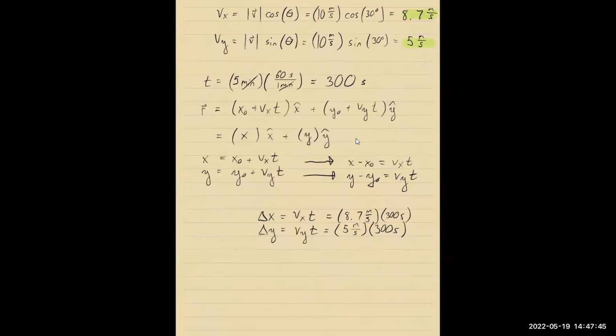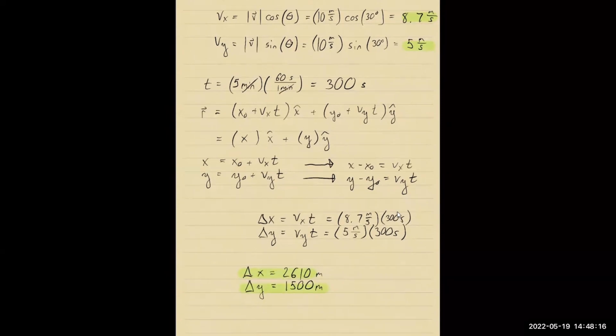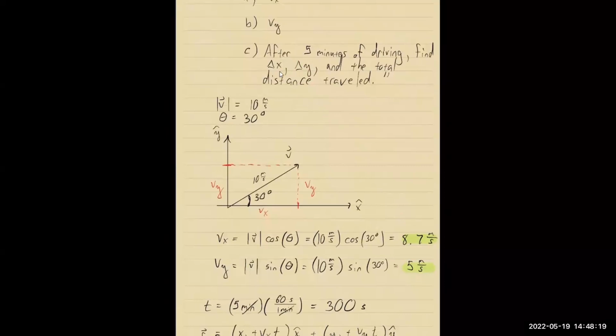So if you were actually to punch in 8.7 times 300, our displacement in the x direction is equal to 2,610 meters, and our displacement in the y direction is equal to 1,500 meters. And so this is the first part of part C. Part C says, after 5 minutes of driving, what is the displacement in the x direction and the y direction? And then finally, let's figure out the total distance traveled.